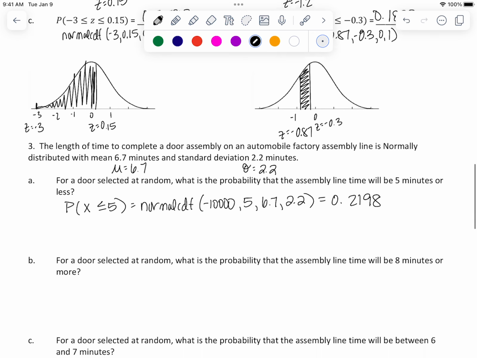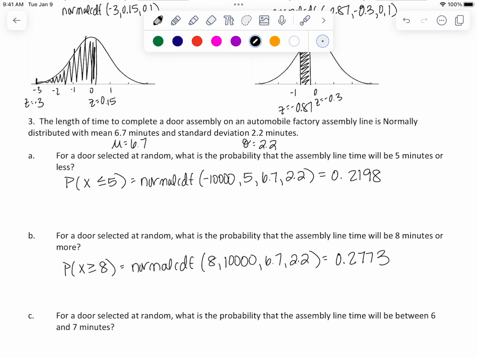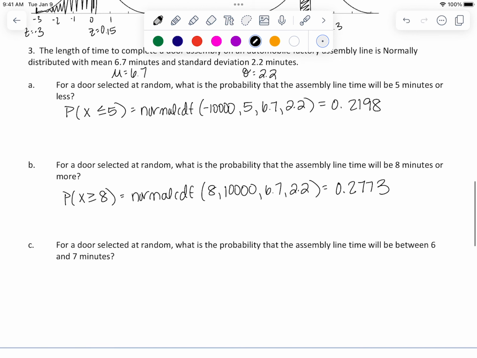For a door selected at random, what's the probability the assembly line time will be 8 minutes or more? So we're looking for the probability that x is greater than or equal to 8. So normal CDF, 8 up to positive 10,000, 6.7, 2.2, and this is going to give us 0.2773.